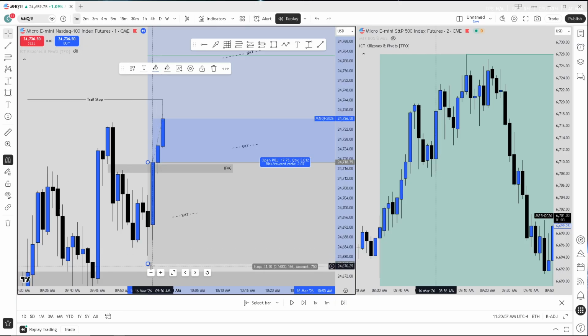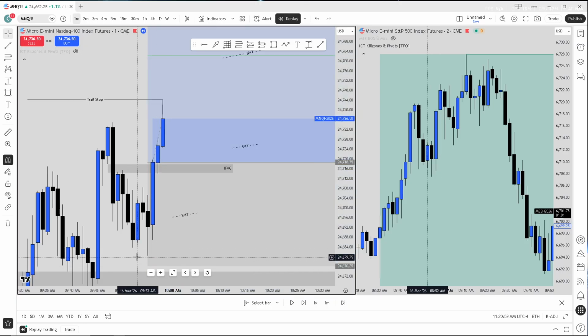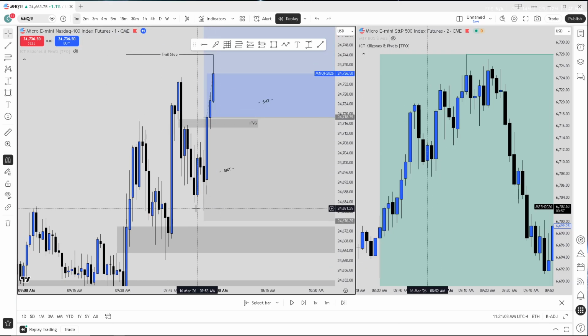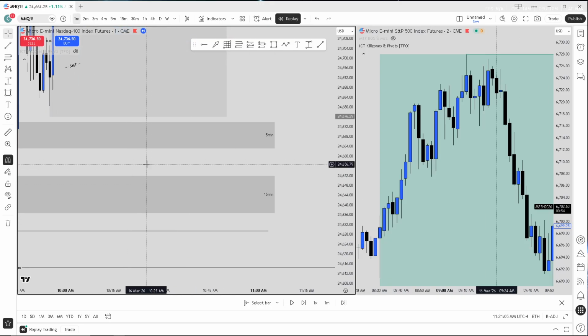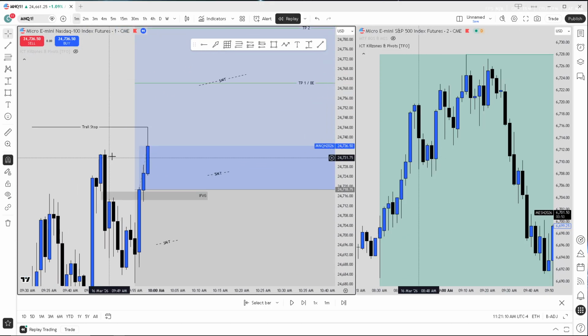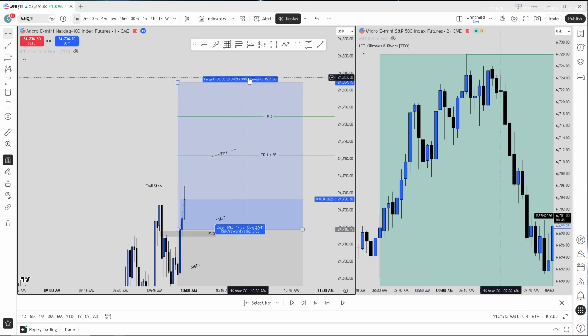Originally, I had my stop right here at a 1 to 2, right around here. I knew if we were going to come back down that it would just be to retrace back into this 5-minute or this 15-minute fair value gap, right? So I just wanted to give myself a little bit of a buffer, and then I was targeting this unfilled daily fair value gap, right?